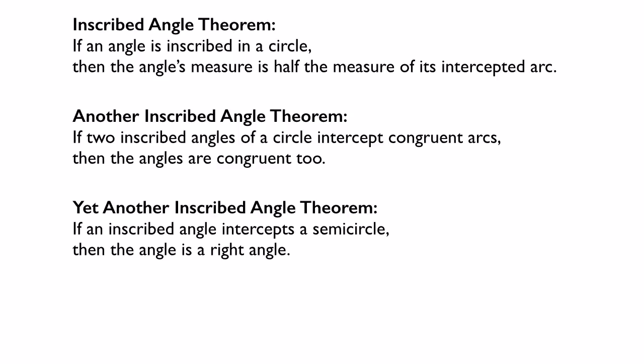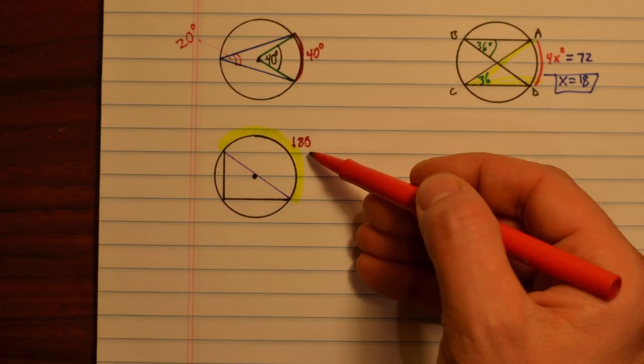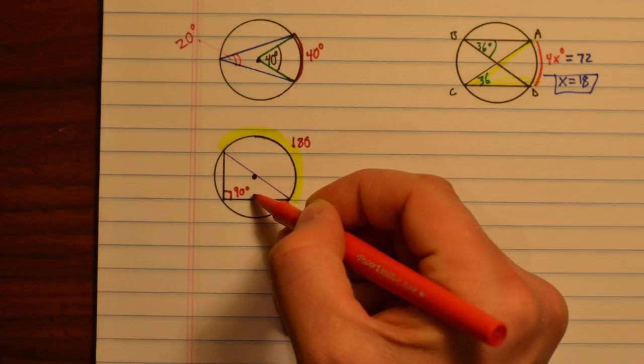For another inscribed angle theorem, this states if an inscribed angle intercepts a semicircle, then the angle is a right angle. So if we have, let's take a look at that bottom corner angle, we see it is an inscribed angle and it intercepts a full semicircle. Well, a semicircle is 180 degrees, and so therefore the angle must be half as big.